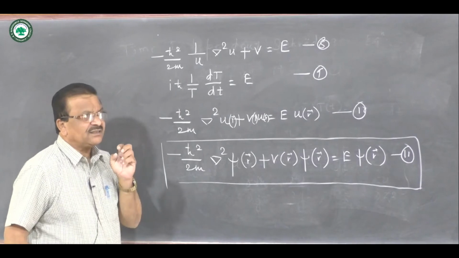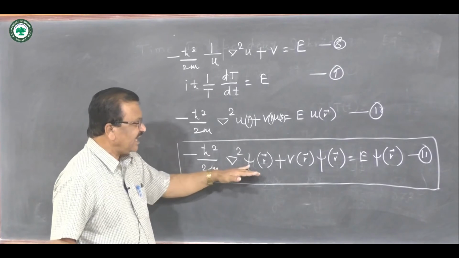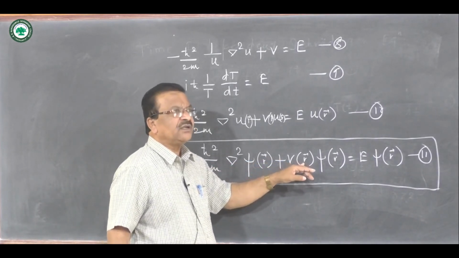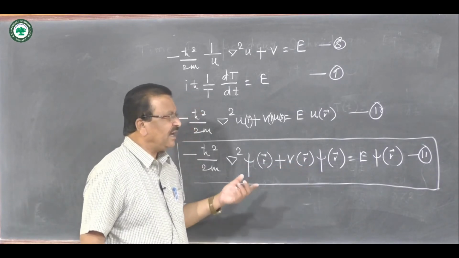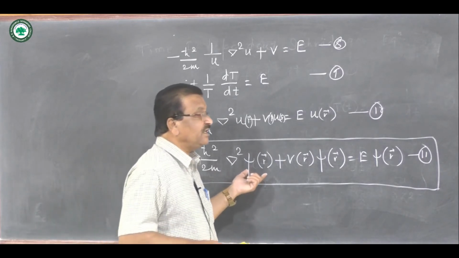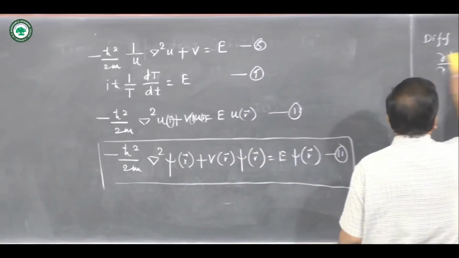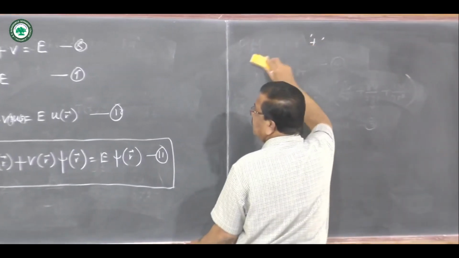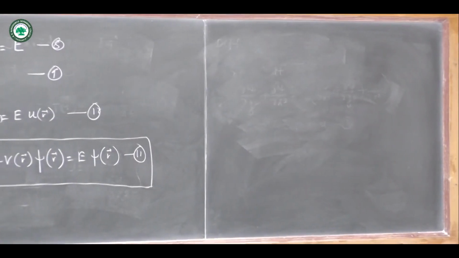What is important to remember is that in this equation psi as well as v both depend only on the position coordinate, variable r or x, y, z, and it has been derived on the assumption that potential energy depends only on r. So that is the crucial assumption on the basis of which we have derived that equation. Now let us come to the right hand side, which has also been equated to E.